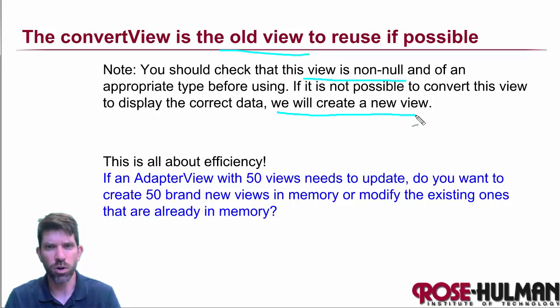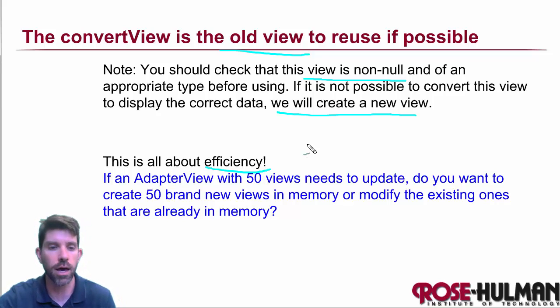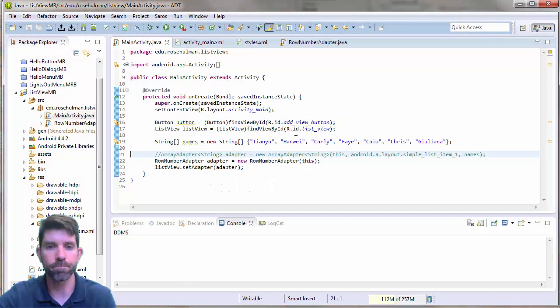And you might wonder why this extra logic is here. It really comes down to efficiency, right? And again, say I have an adapter view with 50 or 100, a whole bunch of views, and it needs to update, right? So one of the views, one of the parameters gets changed on it. Do I really want to be reinstantiating all 50 or 100 views from scratch, or do I just want to modify the ones that are already in memory? Much more efficient to do the latter. Okay. All right, so let's go ahead and code this guy up and see what we get.